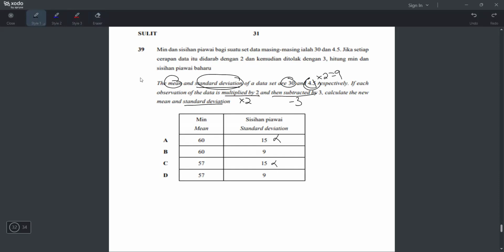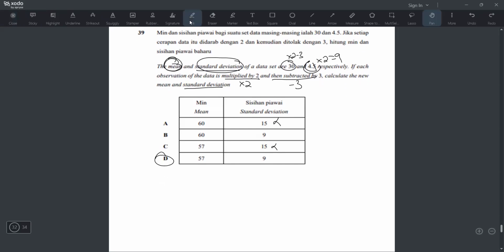Okay, what about the new mean? Okay, the new mean, the old mean is 30, right? So if every data times 2 minus 3, the new mean also times 2 minus 3. Yeah. Okay. So 30 times 2, 60, 60 minus 3, 57. So D is the answer. Okay, let me explain a bit.